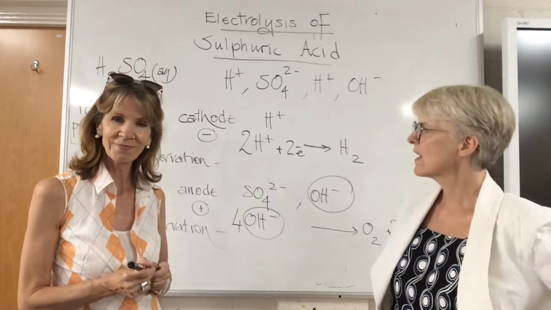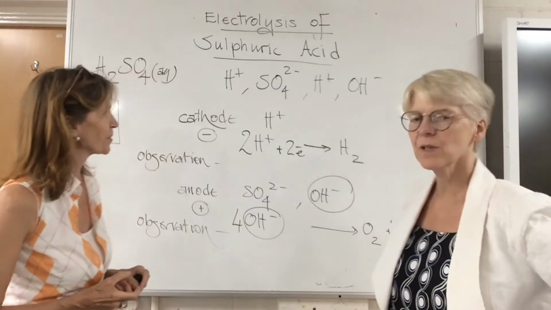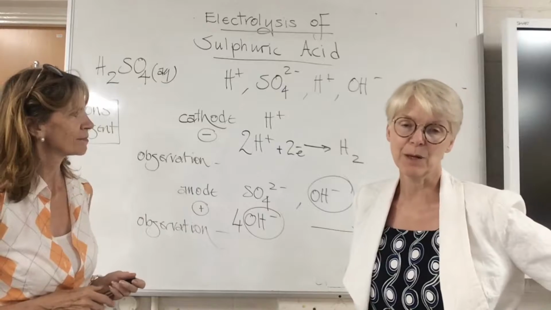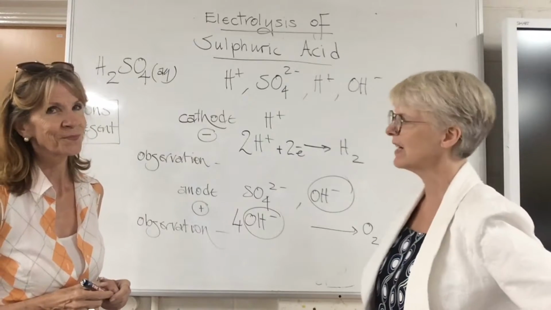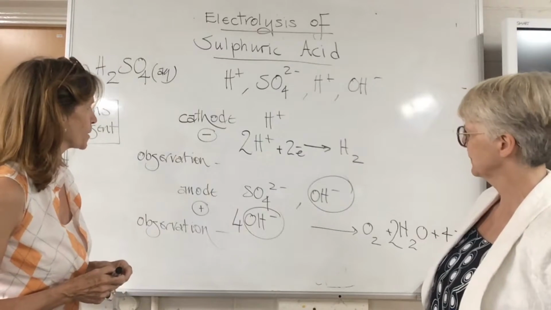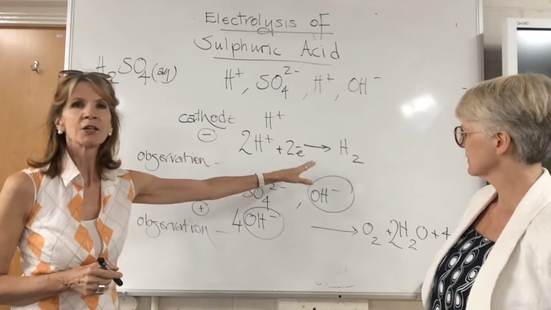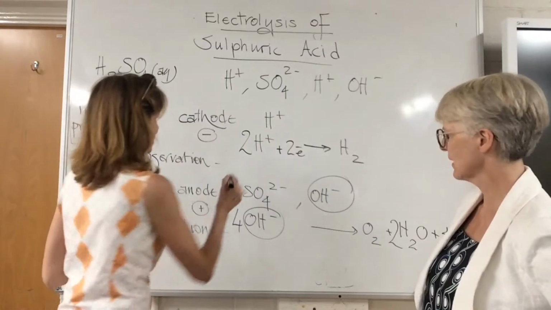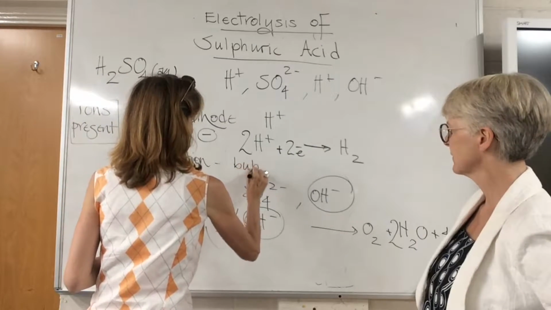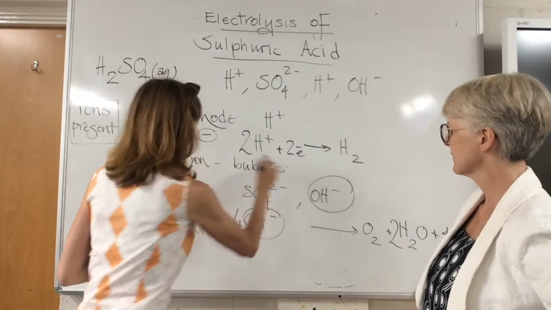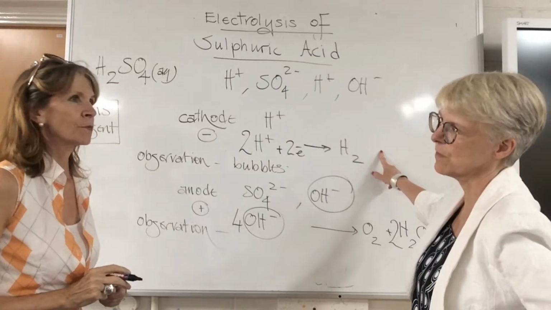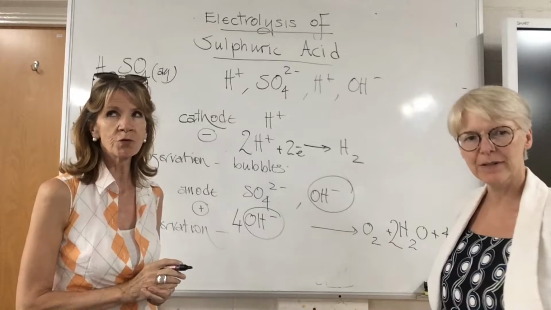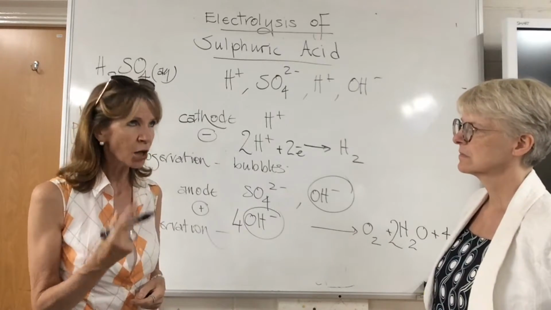Oxidation is loss. The final thing we have to do is think about our observations. You have to look at your products, think about what's being produced and what would that look like. So for the cathode, hydrogen gas is produced, so you just say bubbles of colourless gas. We don't have to name the hydrogen when we're talking about observation. No, you just describe it. So really it would be bubbles, colourless gas.